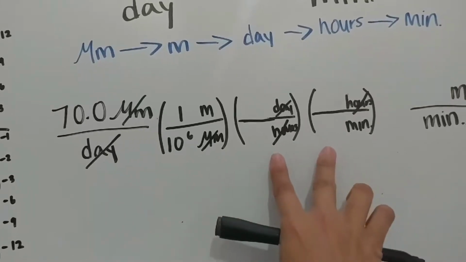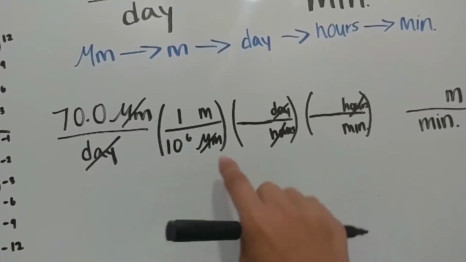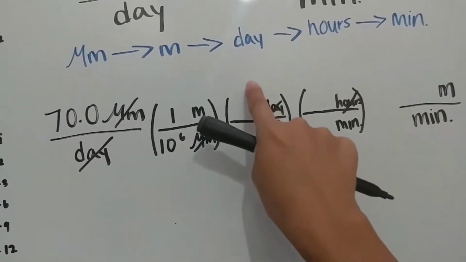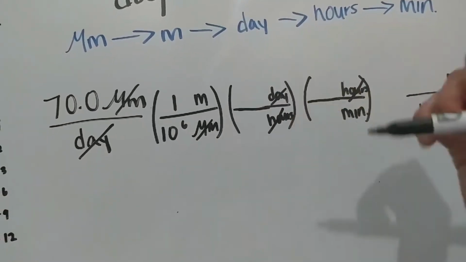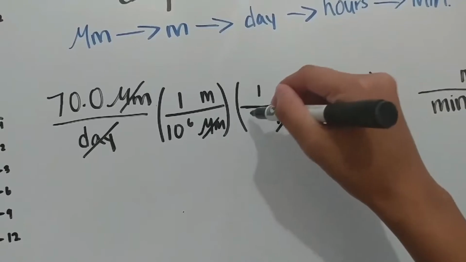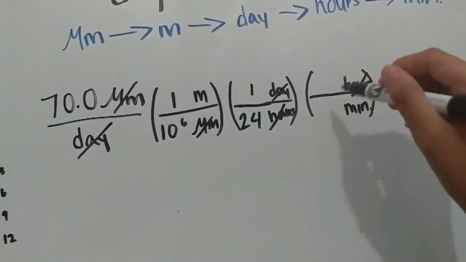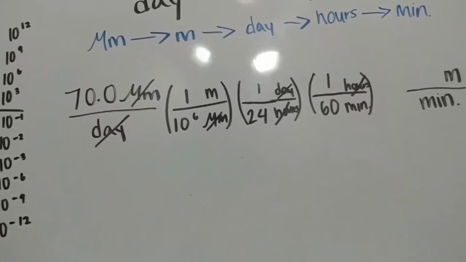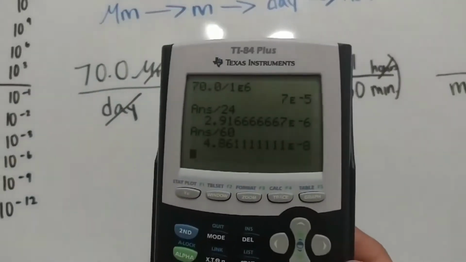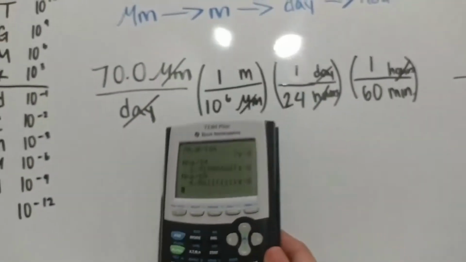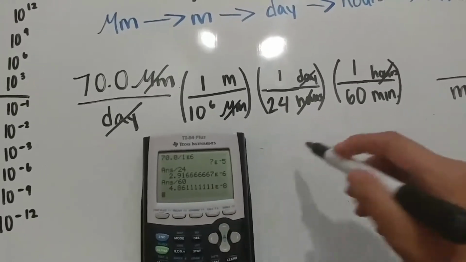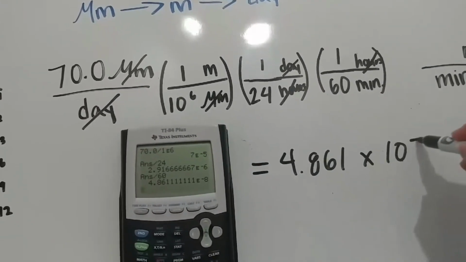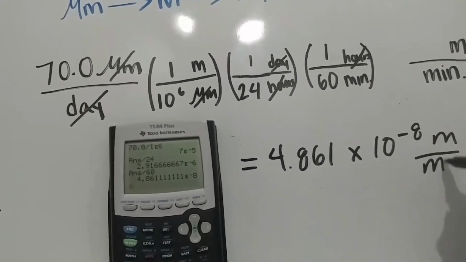So for the next two conversions, you don't really need to do any unit prefixes within these two because we already know how many hours are in one day and how many minutes are in 1 hour. So we just plug that in there. So in 1 day, there are 24 hours, and in 1 hour is 60 minutes. So after you input all those values within your calculator like so, you would get an answer of 4.861 times 10 to the negative 8 meters per minute.